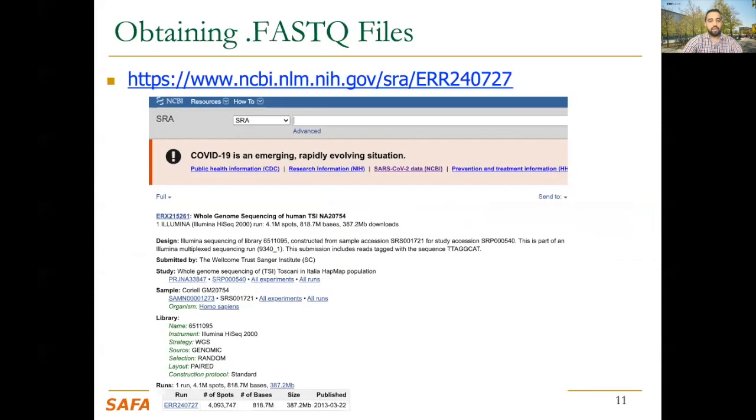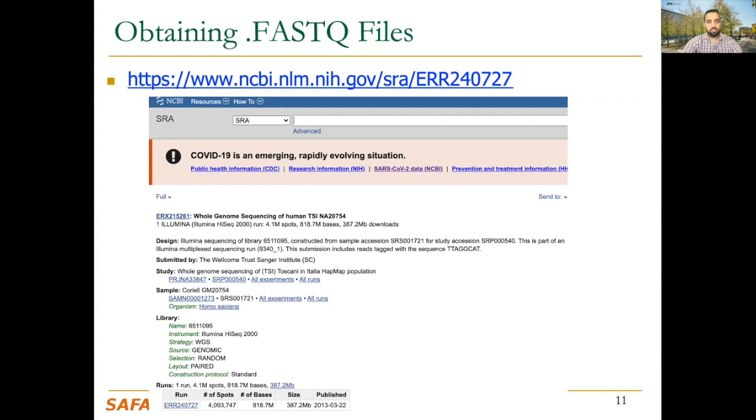Now, where to get the sequencing data? You have 3 options. Either you simulate it. There are a lot of simulation tools, which are software you can download and run, and you get reads. Or you can get it from publicly available databases, such as SRA from NCBI or NIH. This is a well-known database for sequencing data. You can access this link, for example, and you will get this data. You can click on the run here and you'll get a FASTQ file.